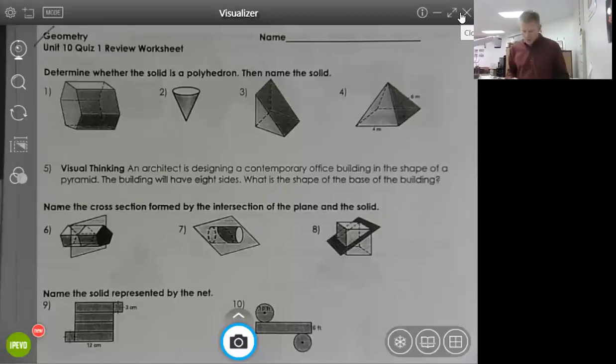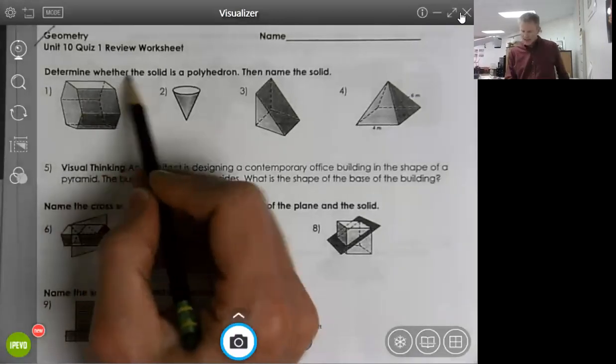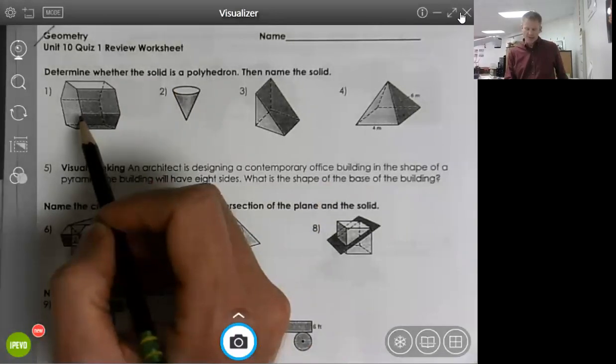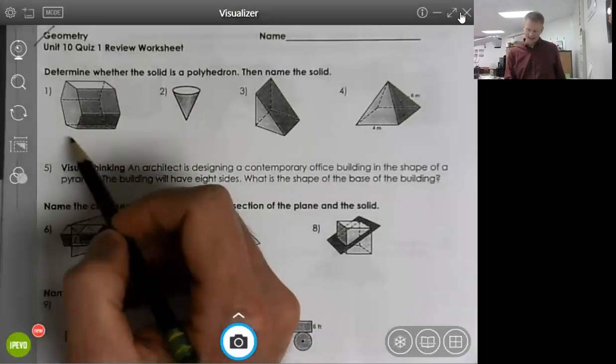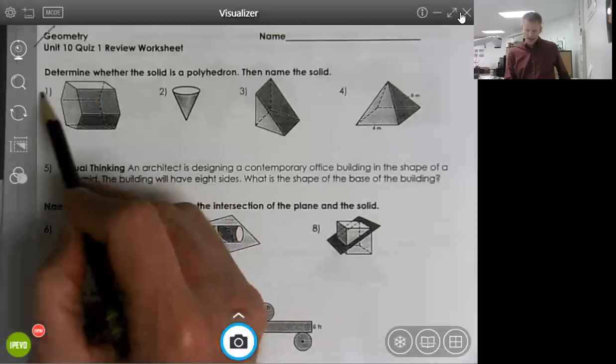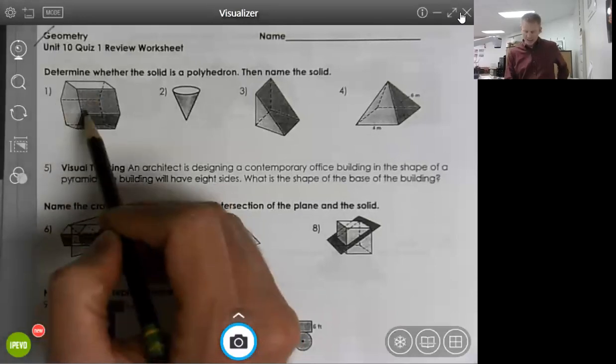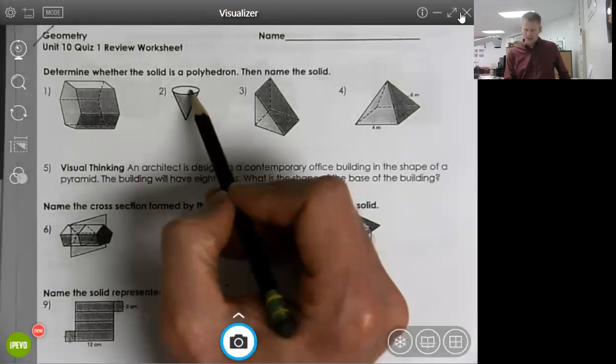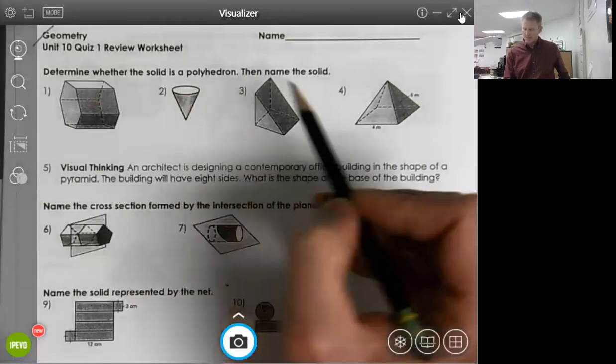This is our geometry review for Unit 10. We're going to determine whether the solid is a polyhedron. And we know that a polyhedron has to have all the sides made up of polygons. So for case number 1, yes, that would be a polyhedron. Number 2, no, that would not be a polyhedron because it has a circle for a side.